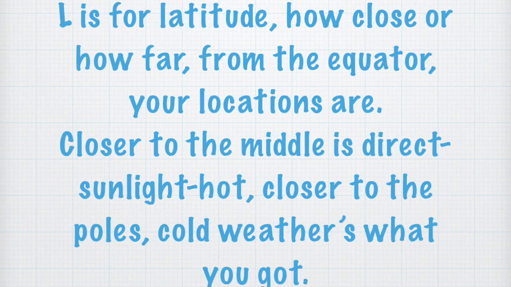L is for latitude, how close or how far from the equator your locations are. Closer to the middle is direct sunlight, hot. Closer to the poles, cold weather is what you got.